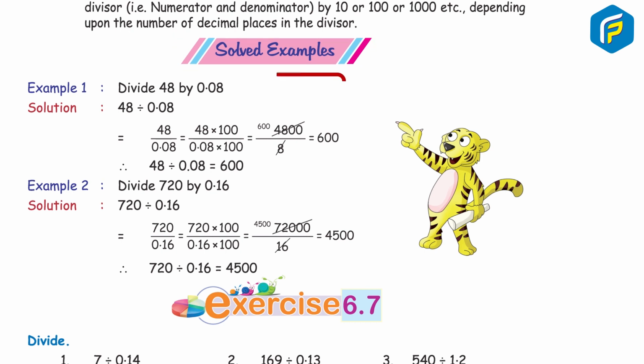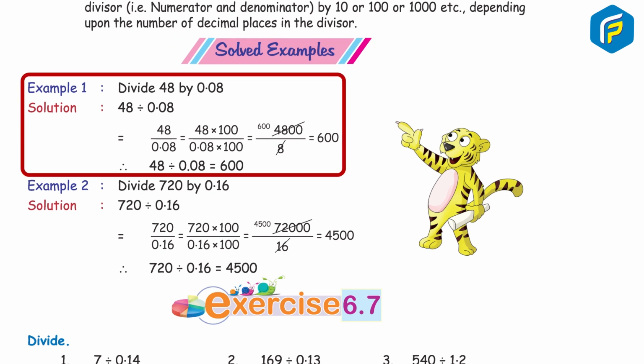Solved example. Example 1. Divide 48 by 0.08. Solution: 48 divided by 0.08 equals 48 upon 0.08, which equals 48 into 100 upon 0.08 into 100, which equals 4800 upon 8, which equals 600. So 48 divided by 0.08 equals 600.